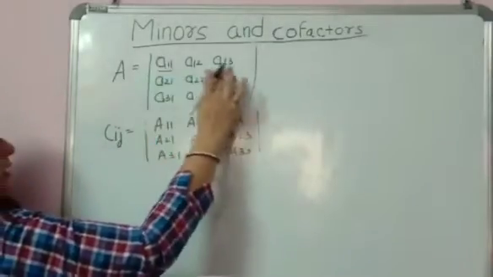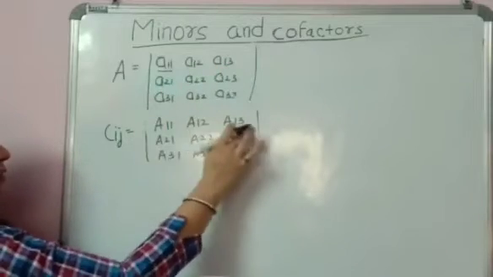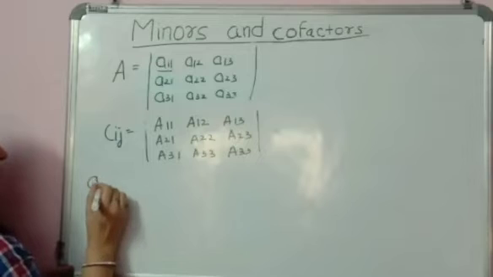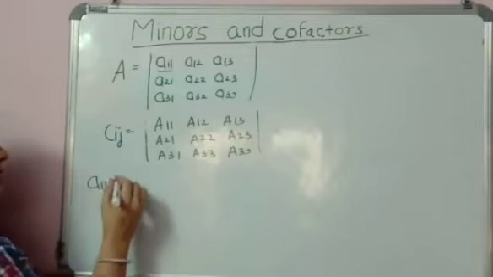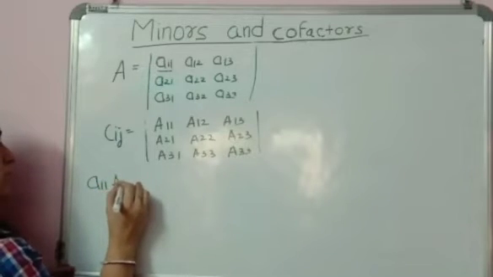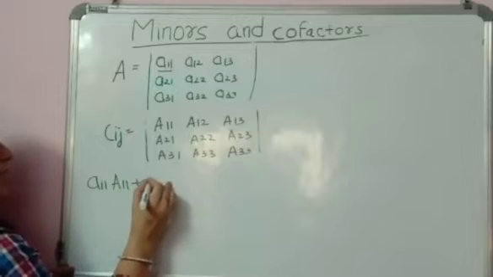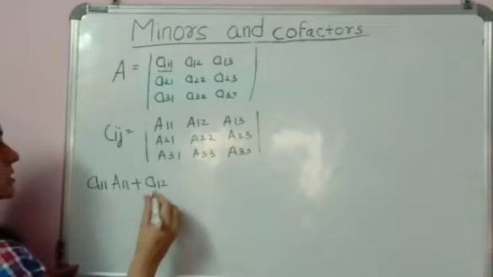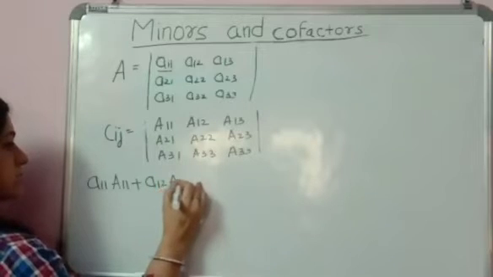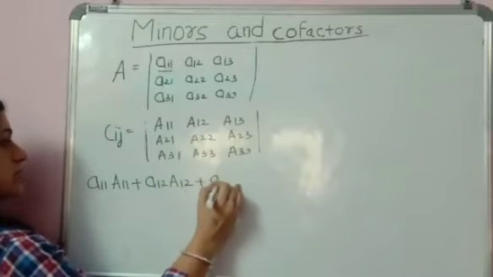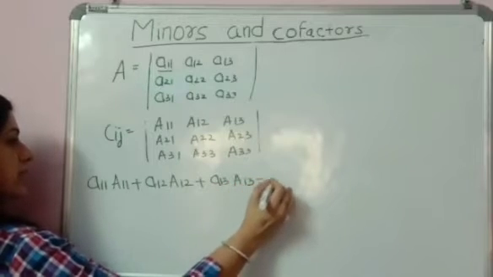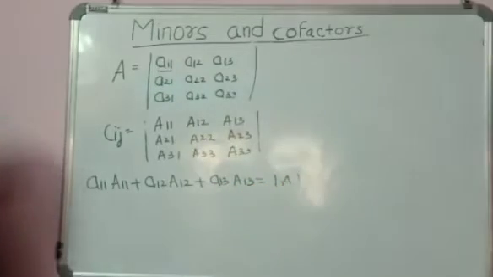When you multiply the elements of any row with their cofactors, we get the determinant. So if you multiply A11 with its cofactor A11, and add it to the next element of this row, A12 with its cofactor, plus A13 into its cofactor A13, you will get the value of the determinant.